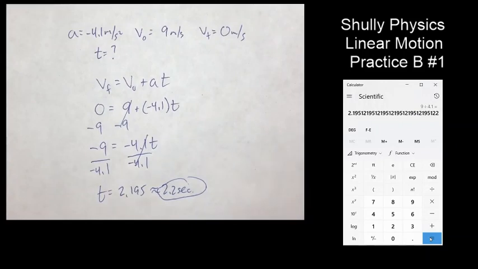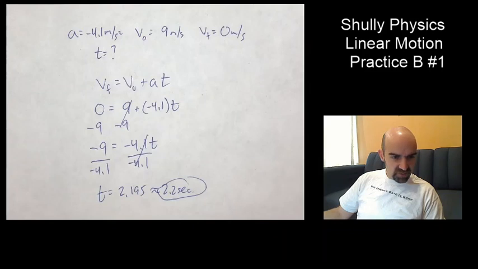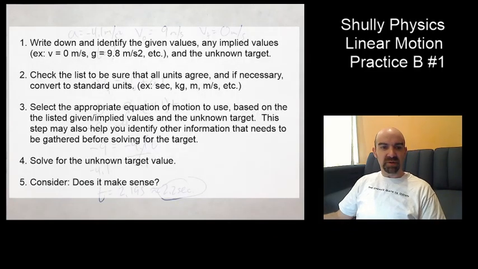Circle your answer. It's always a good idea. Okay, so that's it. It's the end of linear motion practice B number 1. And does it make sense? Go back to our problem solving. We solve for it. Does it make sense? 2.2 seconds is a pretty decent slow down time for a bus. There we go.